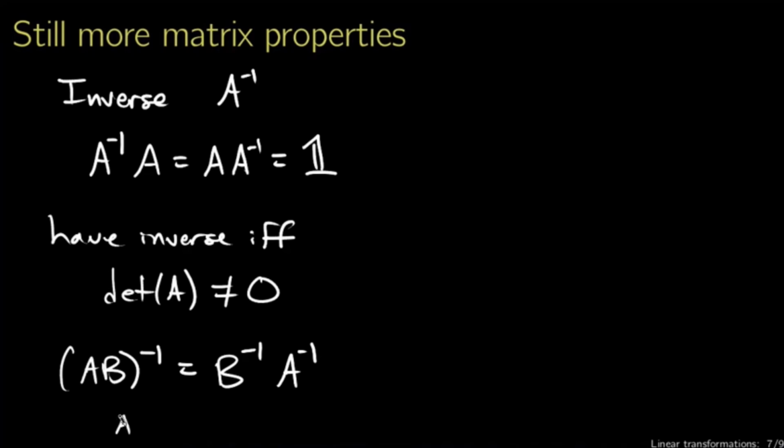Well, AB times its inverse has to give me the identity, and you have to reverse the order to make that happen, because then I can identify B times B inverse as the identity. Pull that out, essentially, since it does nothing when sandwiched between two other matrices. Then A times A inverse also gives me the identity, and I'm just left with the identity.